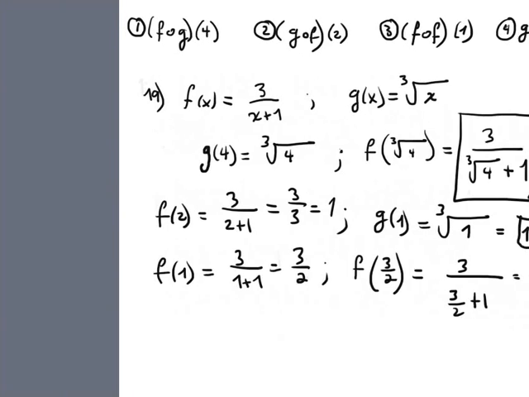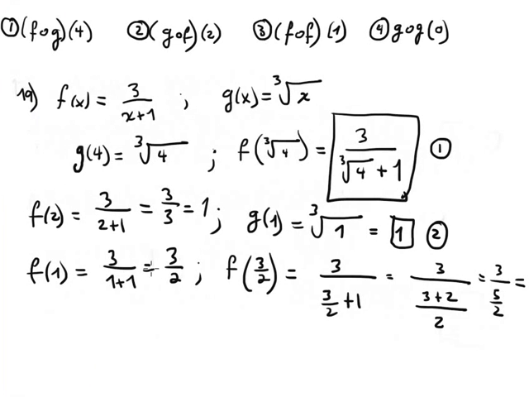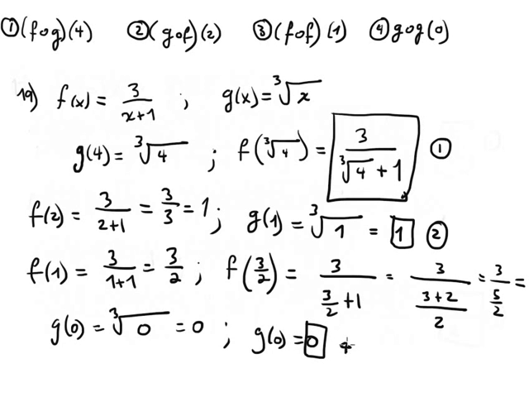Now the last is g. G evaluate 0. It's like a cubic root of 0, and 0. And again, g evaluate 0 is obviously 0. The answer is 0, corresponding with the option 4.